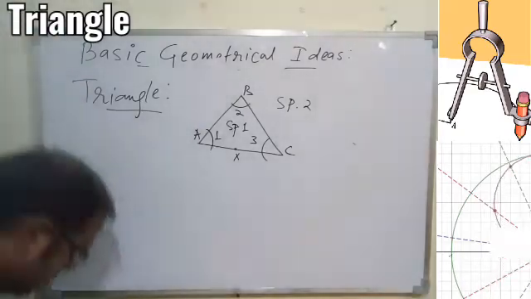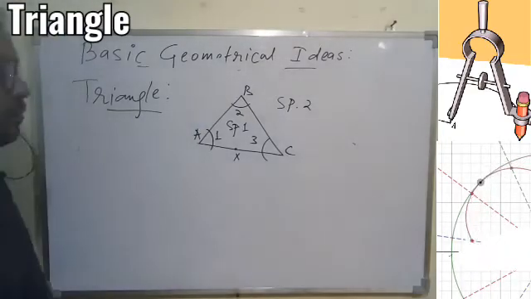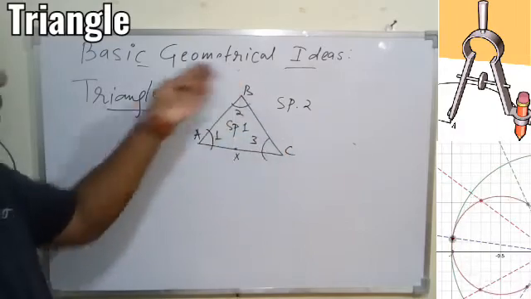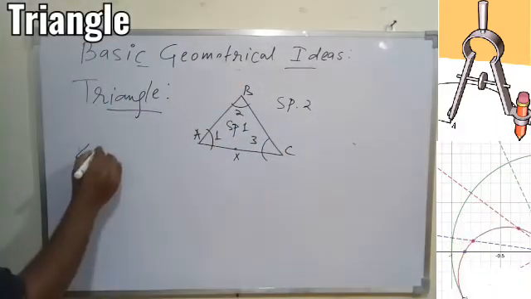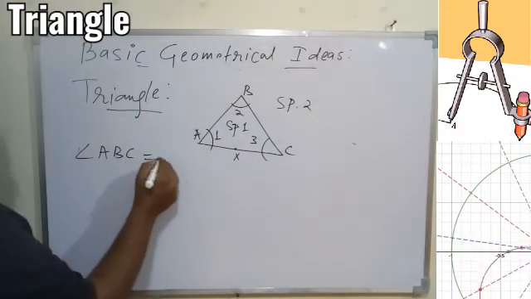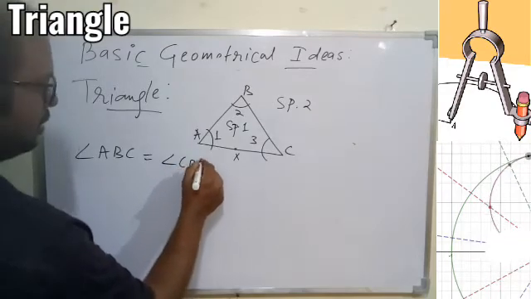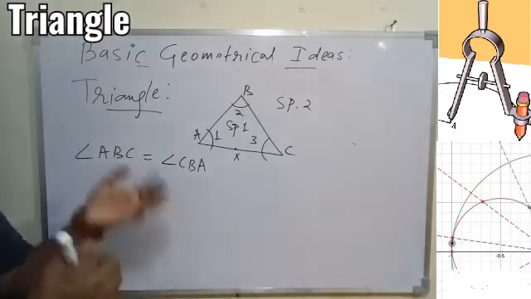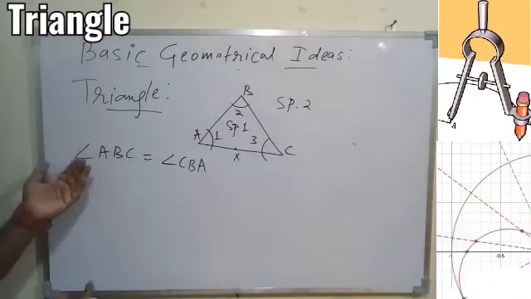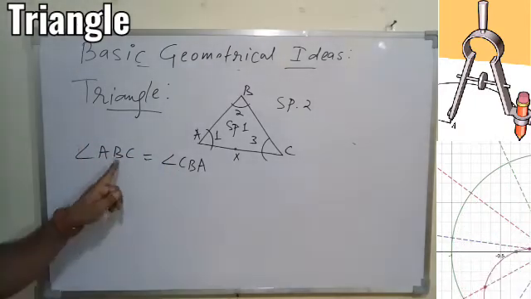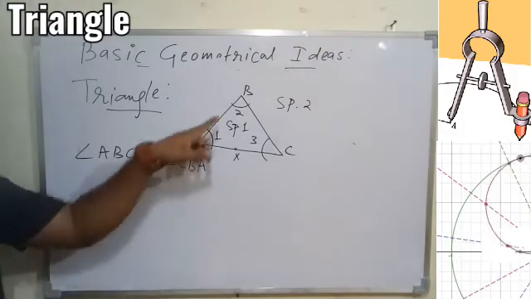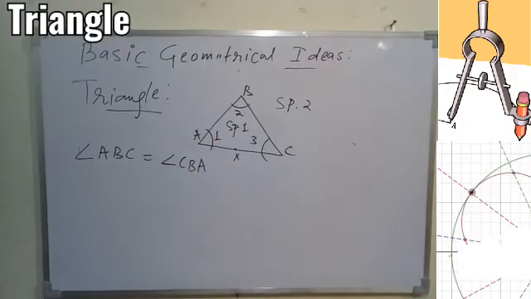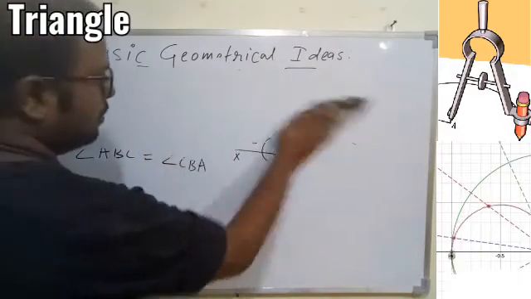One more thing you should remember: ABC and CBA are the same thing here. Either you write ABC or you write CBA, they are the same angle. So there is no restriction on it. You can start from A or you can start from C, but B has to be common for this particular angle B.